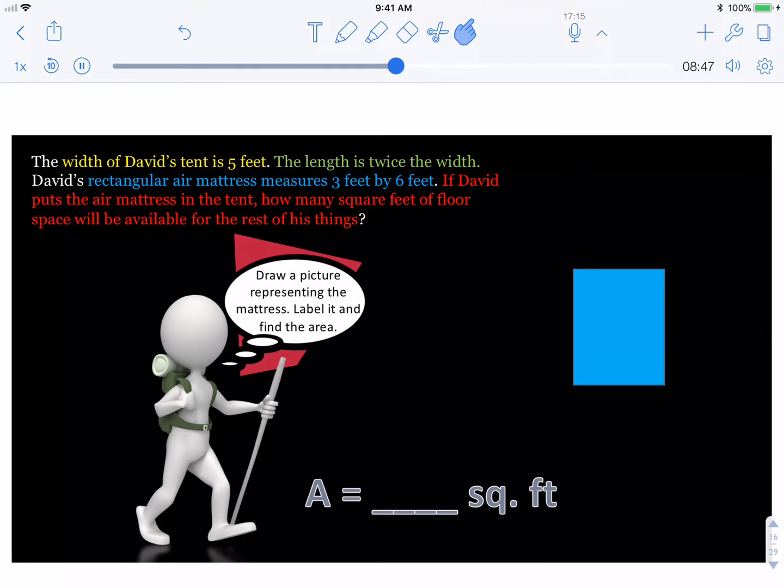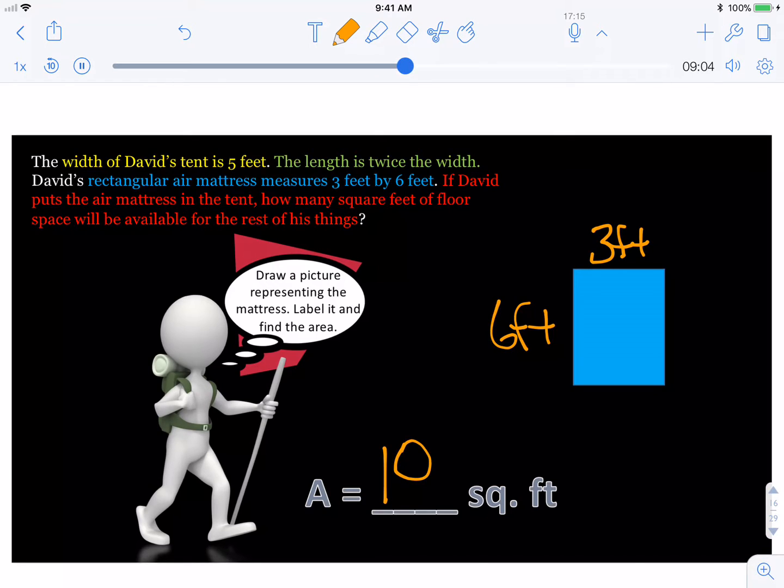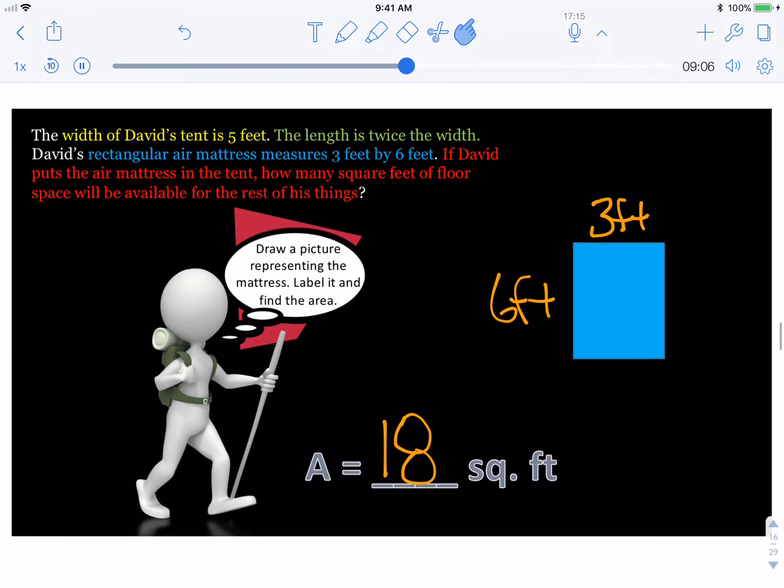So, what's the area of the air mattress? We have 3 feet by 6 feet. So draw a picture representing the mattress, label it, and find the area.